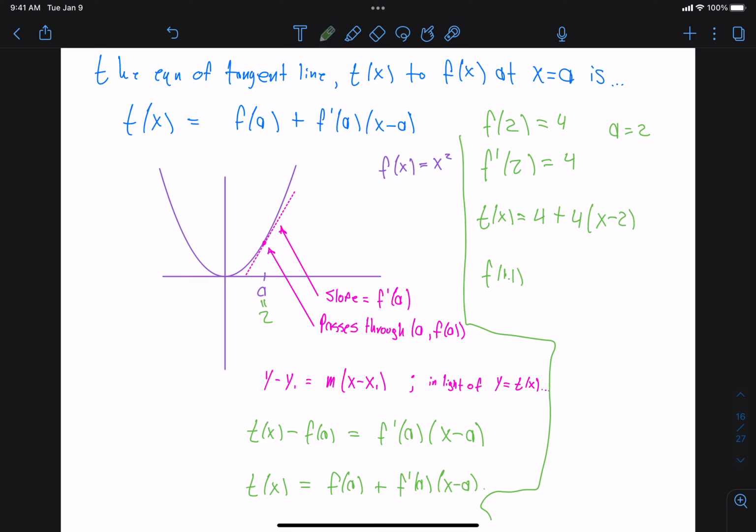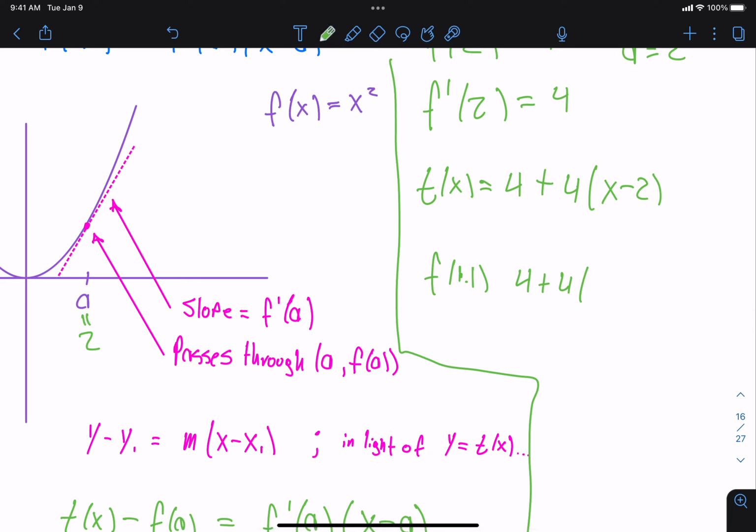Okay? So, for example, if I wanted to know what f of 1.1 is, without actually squaring it, then I could do the following. I could do 4 plus 4 times, okay, not equals, sorry, but is approximately equal to 4 plus 4 times, sorry, not 1.1. Man, I'm tripping all over my feet here. I meant to say 2.1, okay?